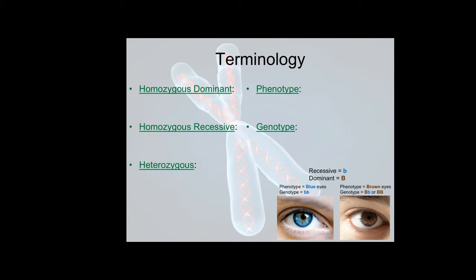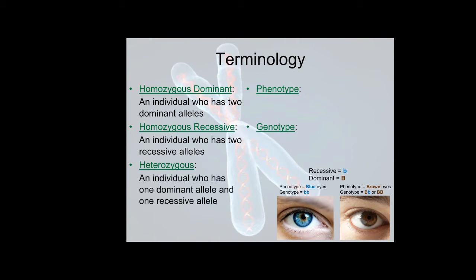Homozygous means that an individual has two alleles that are the same. If you have two dominant alleles, you are homozygous dominant, and if you have two recessive alleles, you are homozygous recessive for that trait. If you have one dominant and one recessive allele, you are heterozygous for that trait.